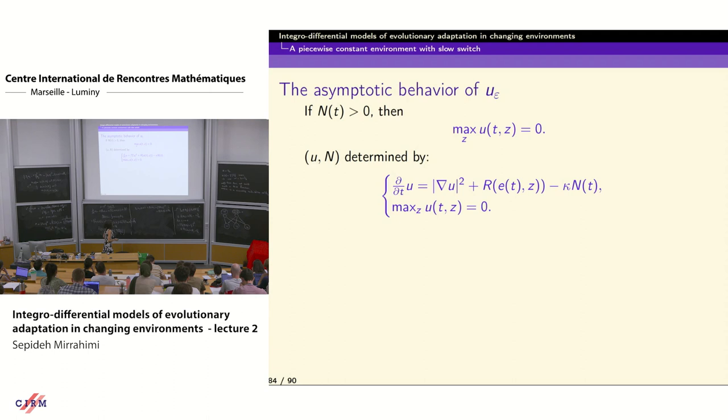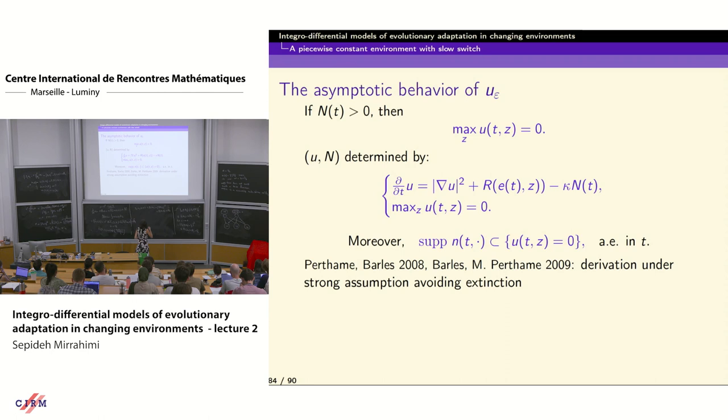So at the limit, we have a Hamilton-Jacobi equation with constraint, and the solution of this Hamilton-Jacobi equation with constraint is related to the measure that we obtain for the phenotypic density at the limit, with this relation: the support of n is included in the zeros of u. And this type of derivation was the first result that appeared on the Hamilton-Jacobi approach.